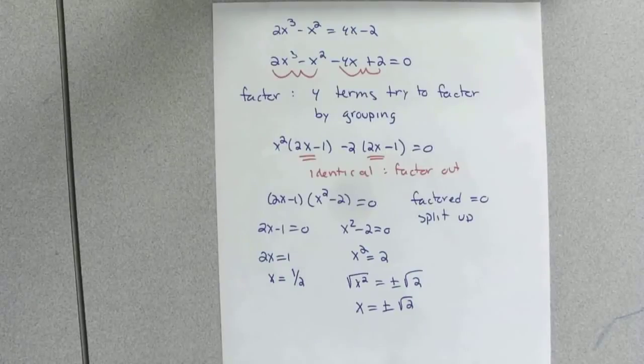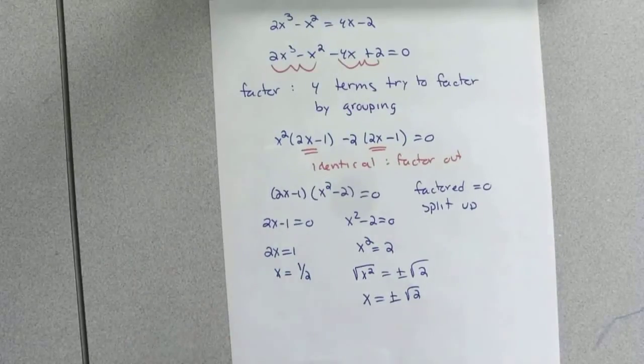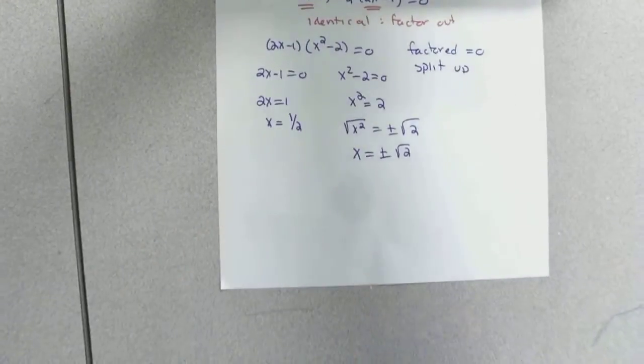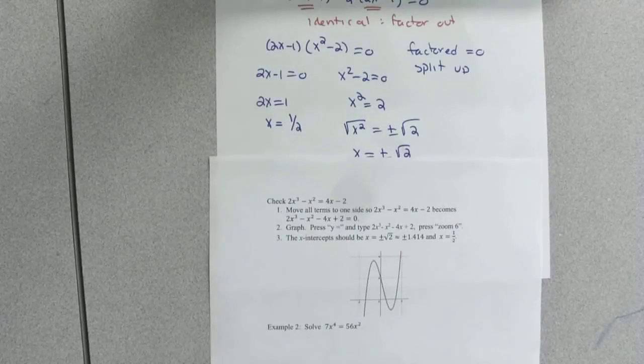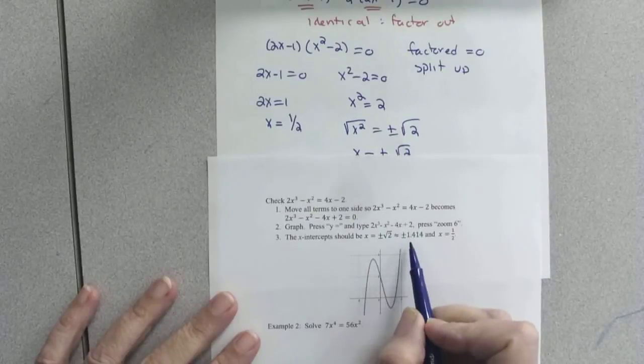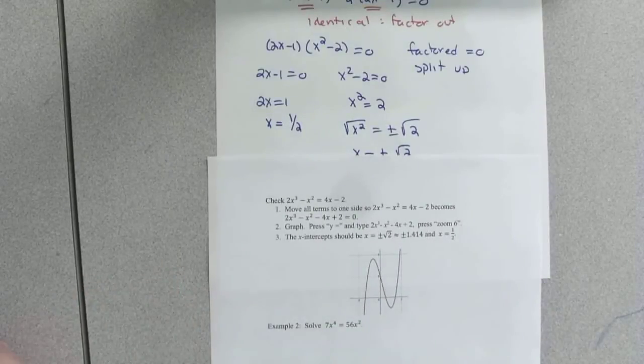And just like all of these, I can check this by graphing. As long as you get real number answers, things without i's, you can check by graphing, which we have on the next page. You take it all to one side, type in the equation, and then graph it. Square root of 2 is roughly 1.414, and it does look like my x-intercepts would be okay there.